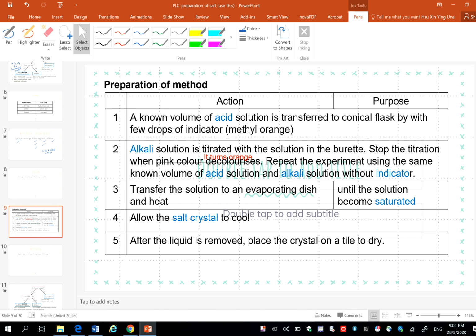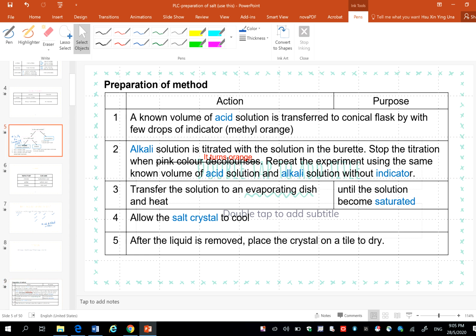Then after that you can transfer to an evaporating dish, and in this case if it's sodium chloride I can do evaporation to dryness. So for titration, make sure that you remember that I need to use an acid and alkaline, or acid and a carbonate to react. And I hope that you understand why we need to do it 2 times.